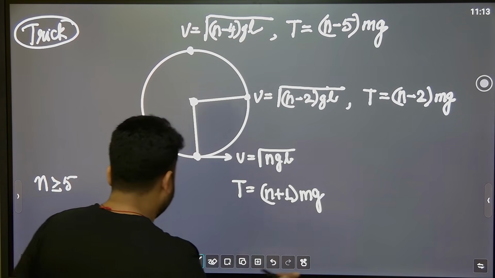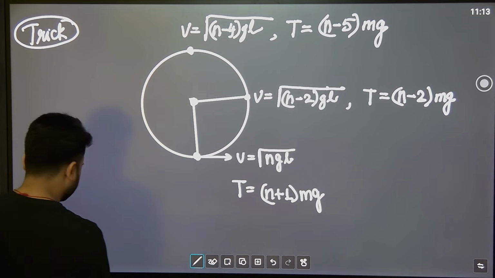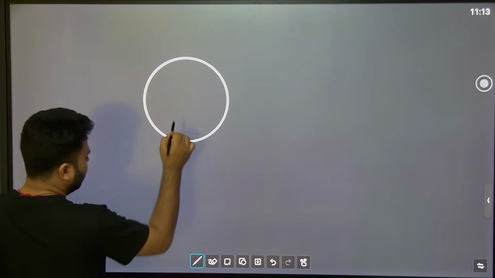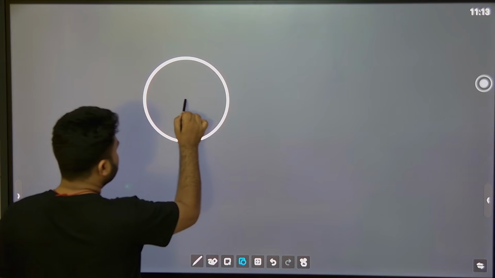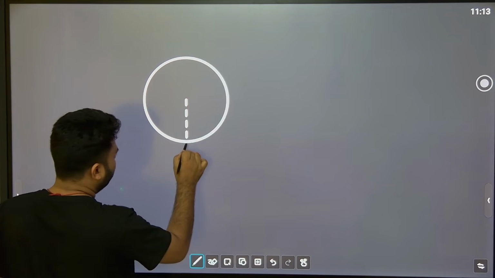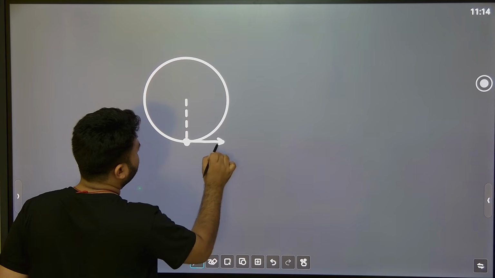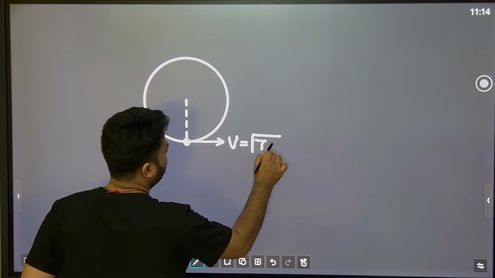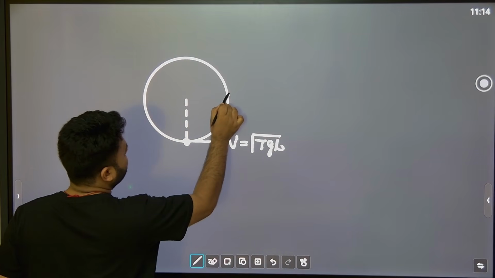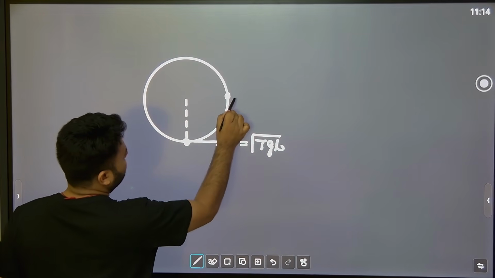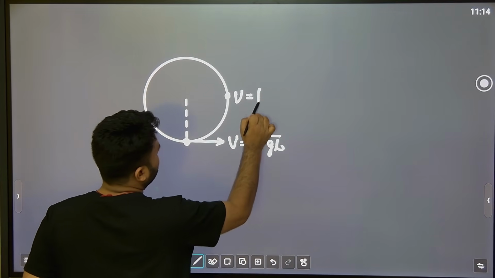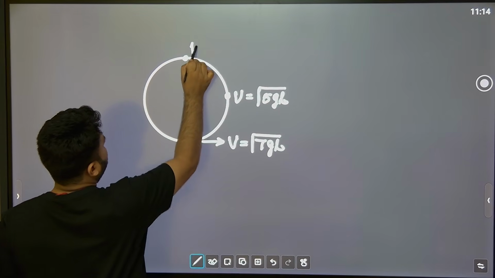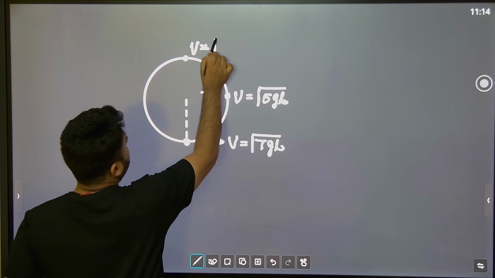If you are a little bit confused, then I will take one example. Simple only. Don't worry. See, suppose this is the string, this is the ball, and we are giving speed at the bottom. Speed at the bottom is under root 7 GL. They will ask at this point, means when theta will be 90 degrees, what will be the speed? You subtract 2. So it will be under root 5 GL. They will ask what is the speed at the top. Again you subtract 2. So under root 3 GL.